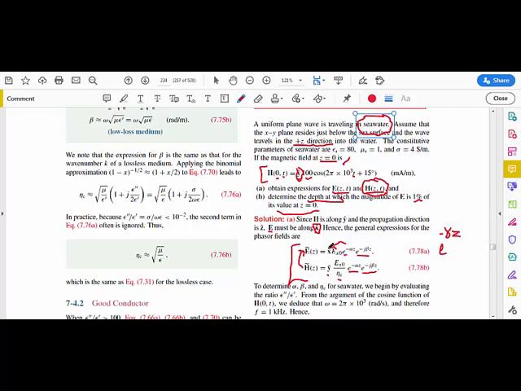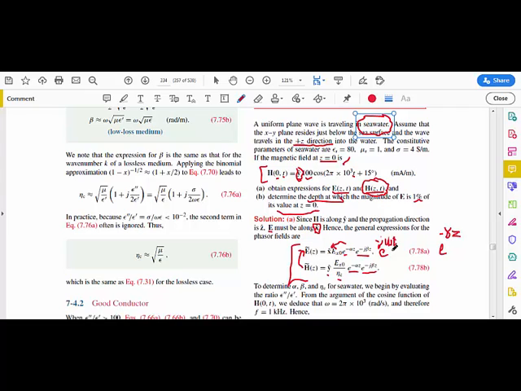So this is the general expression for the electric field and the general expression for the magnetic field, and if we need to rewrite them in the time domain, we need to multiply by exponential minus j omega t. Sorry if my writing is so bad. And then take the real part of the whole expression.